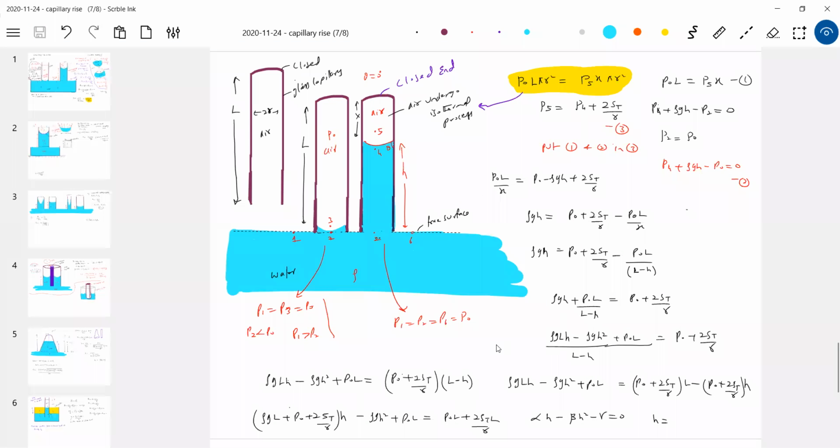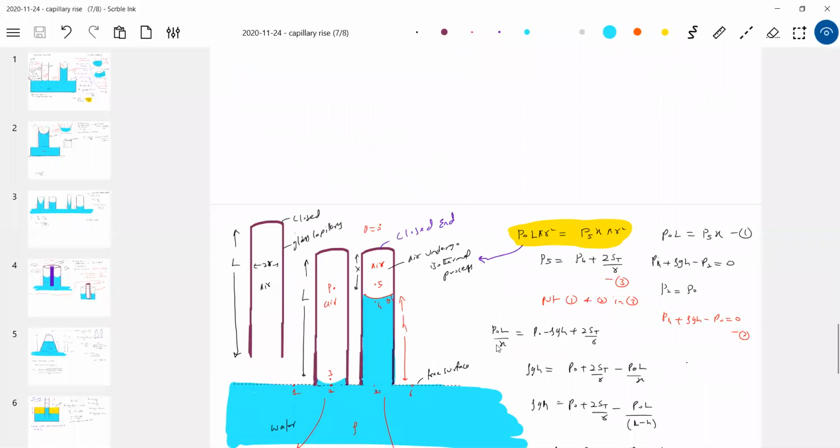In this capillary rise, one more theoretical idea I'm bringing in. There's a liquid. Value of h you have to calculate. Just a quadratic equation will come. Just you calculate here. Okay, now I'll bring a capillary tube.